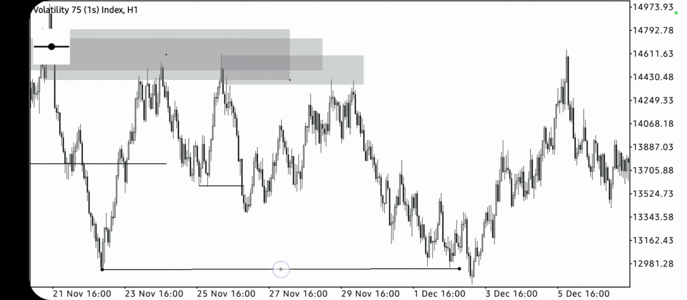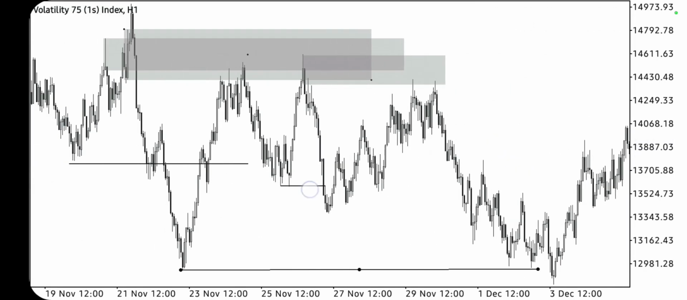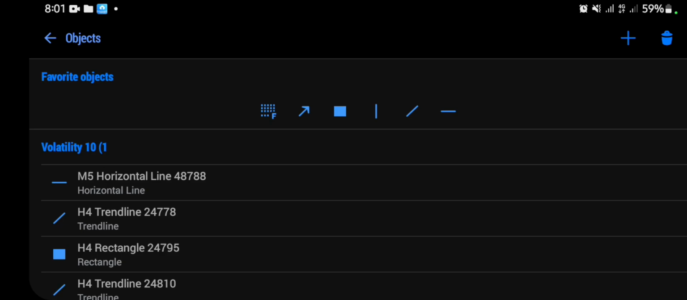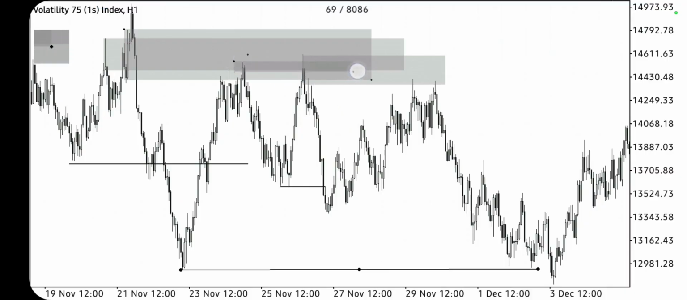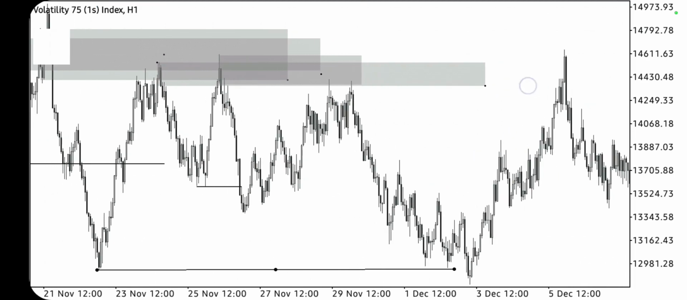Now, when we broke this structure, the next thing you are supposed to do is mark out your first break of structure, which is definitely this. After that, you mark out your Quasimodo level and your SC candle. We have our Quasimodo level here, which is colliding with our SC candle.